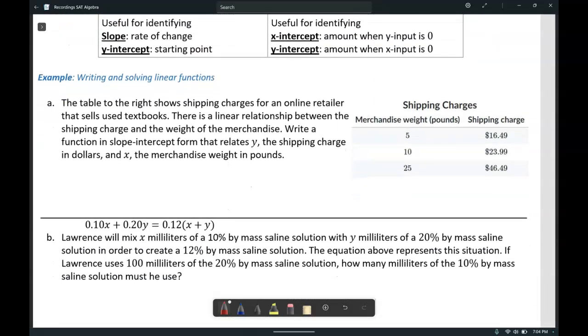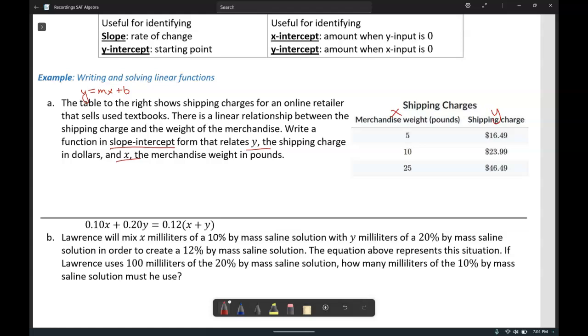So let's look at a few more examples and compare the different notations that we use. The table to the right shows the shipping charges for an online retailer that sells used textbooks. They tell us that there's a linear relationship. We'll be able to find that on our own if we needed to, and we'll discuss how to do that in a later unit. But they told us this is linear. So we want to write an equation in slope-intercept form, y equals mx plus b, and we want to relate y, our shipping charges, with x, the merchandise weight.